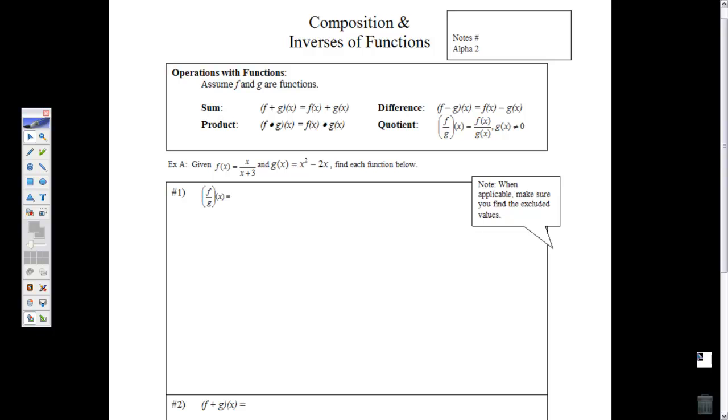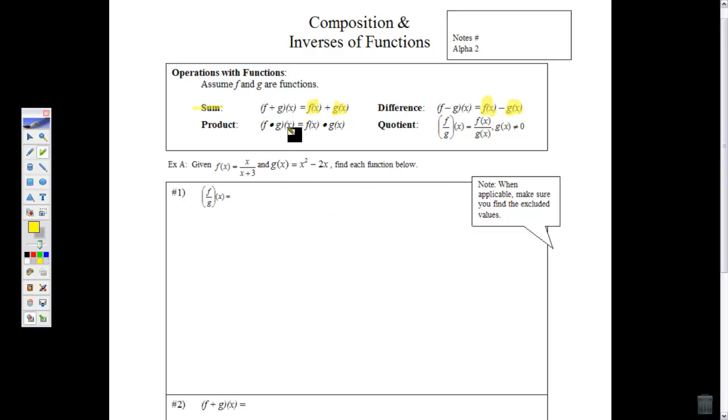Alright, we have notes, alpha number 2, operations with functions. The nice thing about these operations is it is what you would expect it to be. They are intuitive. Sum: if it says f plus g of x, it simply means f of x plus g of x. If it says f minus g of x, it simply means f of x minus g of x. Exactly what you would expect.